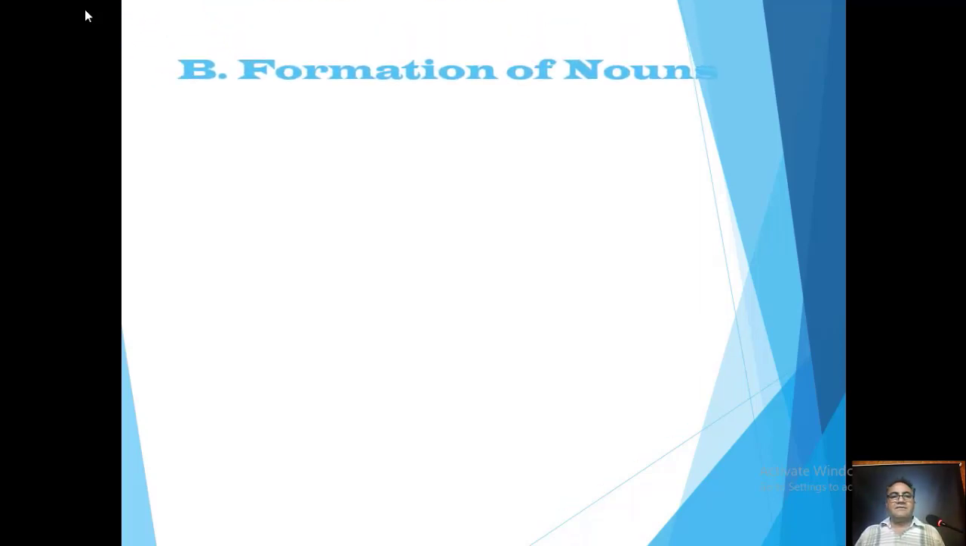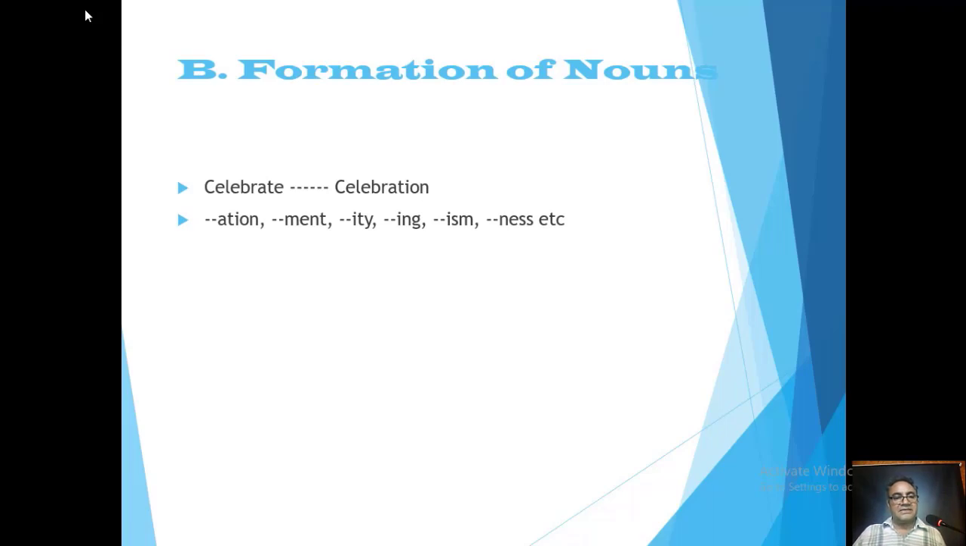Our next exercise is formation of nouns. As you know, we can make nouns from verbs, nouns from adjectives, nouns from other words. For example, here is a word celebrate. Celebrate is verb. When we make its noun, we make the word celebration. This shows that we use certain suffixes like ation or ment or ity or ing or ism or ness. We add these at the end of the word and we get the noun. Let's do the exercise.